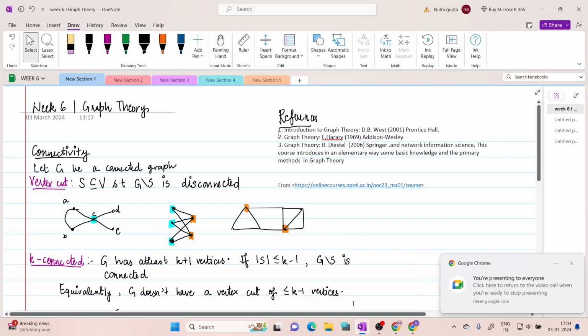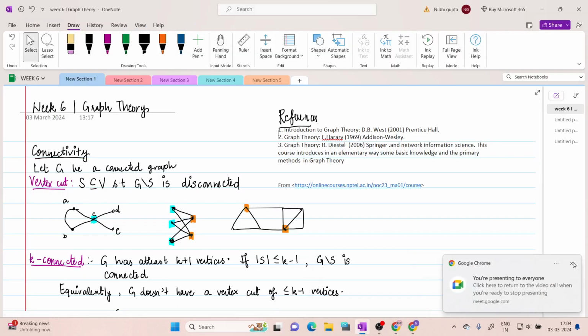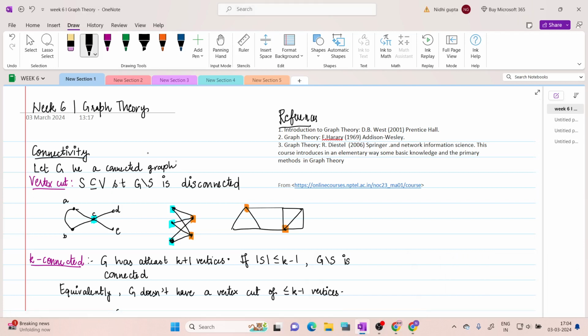Okay, so good afternoon, everyone. I welcome you all to the sixth problem solving session of the NPTEL course on Graph Theory. So today we'll be discussing connectivity, and in the end we'll also discuss networks. So first, let's recall some concepts on connectivity that were covered in the course.